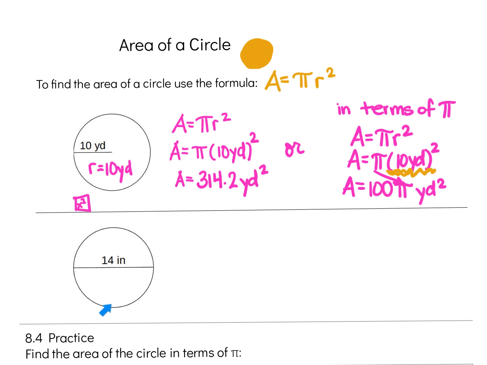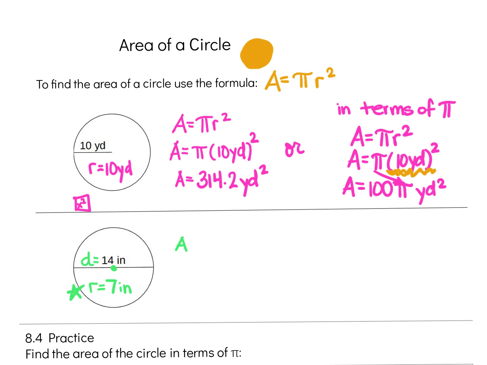So now let's look at our second example right here. In this circle, this line goes all the way from one side of the circle to the other through the center. So that means that this is the diameter. The diameter is 14, but we need the radius to find area. So we're going to have to divide that by 2. If the whole distance across is 14, then our radius here is going to be 7 inches. And that's going to be your first step before you start calculating the area, because you do need the radius in this one, unlike the circumference where you could use either.